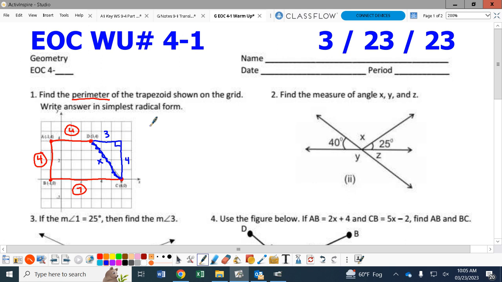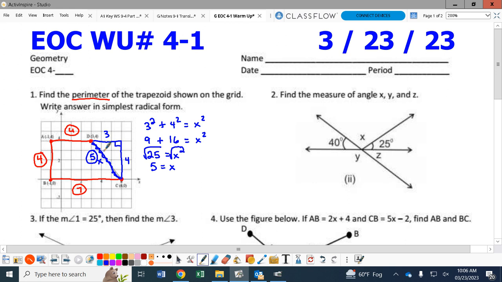Guys, you should already know what it is. If it's 3, 4, what's the other number? 5. 3, 4, 5 triangles. But let's show you how you find it. The Pythagorean theorem says 3 squared plus 4 squared equals x squared. It's going to be 9 plus 16 equals x squared. What's 9 plus 16, guys? 25 equals x squared. And how do we get rid of a square on something? What's the opposite of squaring something? Square root. The square root of 25 is 5. So that distance right there is going to be 5.